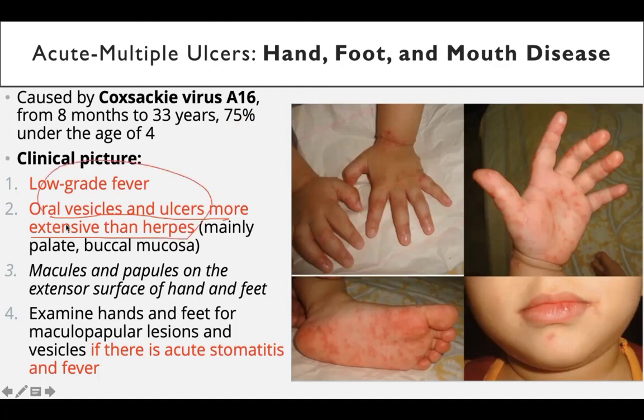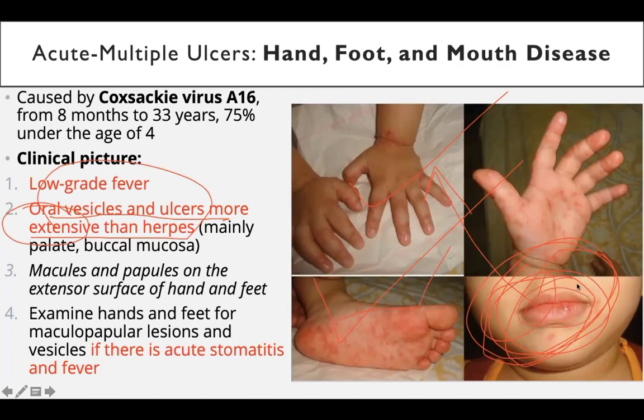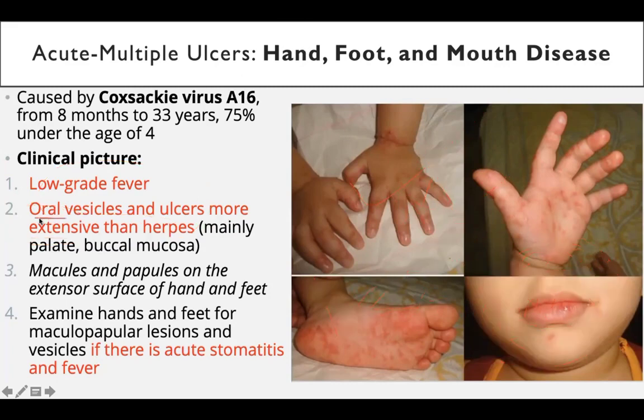Why extensive? What do you mean by extensive? How you remember extensive? It is extended to hand and foot. From the mouth area, it has extended to hand and foot. That's how you remember. The oral vesicles and ulcers are more extensive, not only in the internal oral cavity, but surrounding the oral cavity, and also extended to hands and feet.